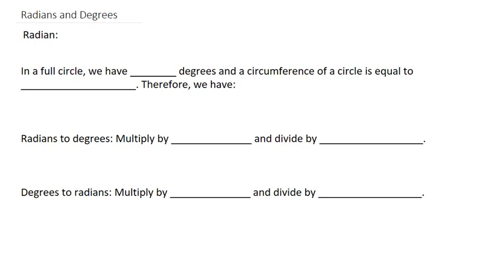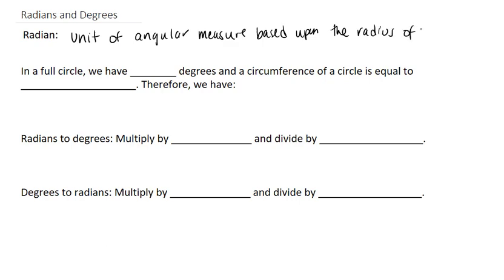Radians and degrees. A radian is just a unit of angular measure based upon the radius of a circle.